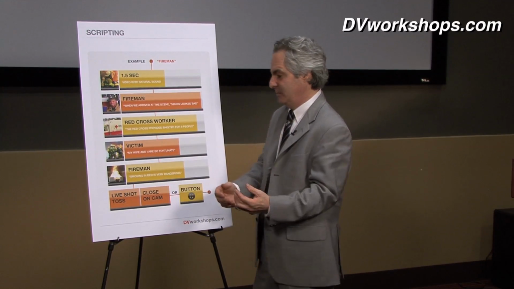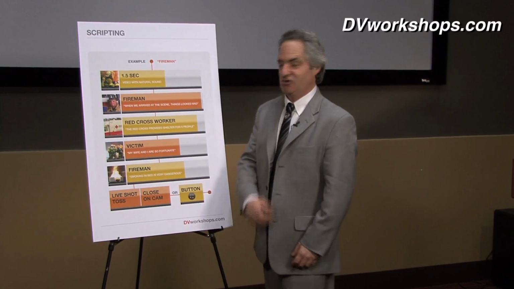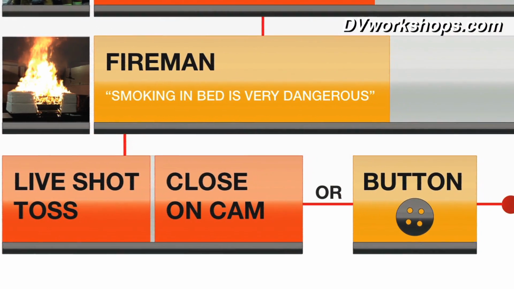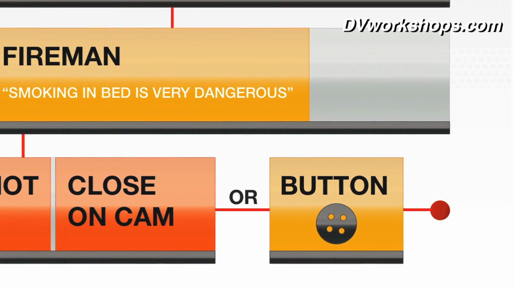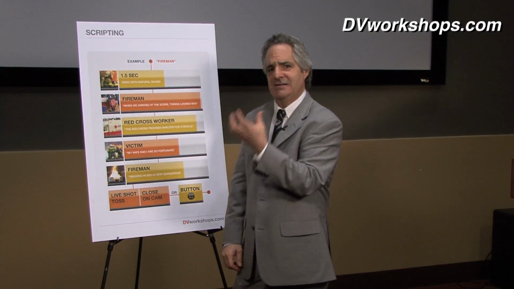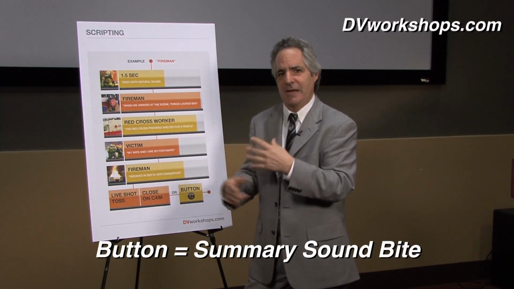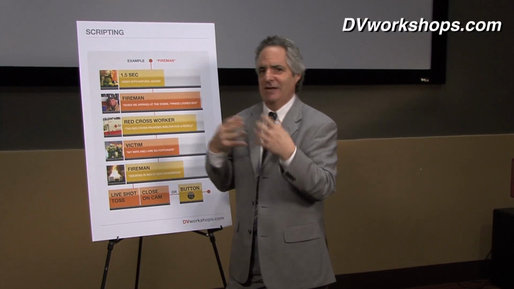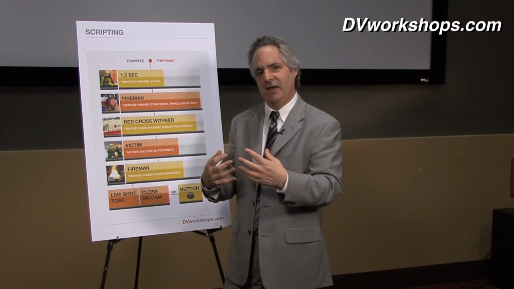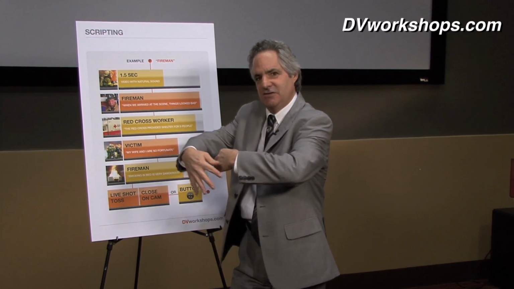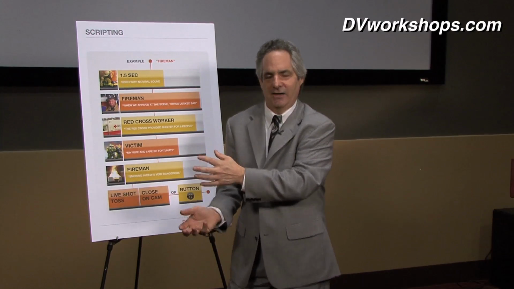And then how do you get out of the piece? Well, maybe you're doing a live shot, so you're tossing back to the anchor, right? Maybe it's just your close on camera. And if you're doing a feature piece, maybe you'll use a button. And what is a button? A button is some kind of phrase that sums it all up, buttons up the piece. So maybe if you're doing a piece about smoking in bed, it's a longer piece that's kind of a feature story. You might end with slow-mo of the victims hugging each other and underneath a little button that talks about how lucky they are to be alive, right?